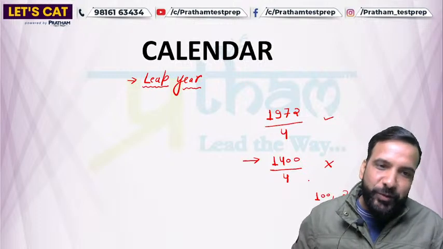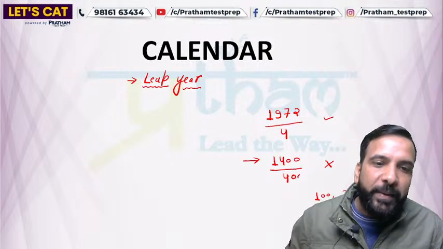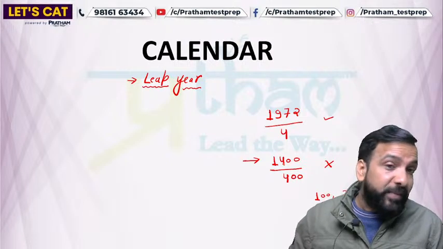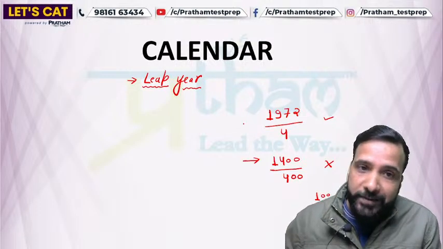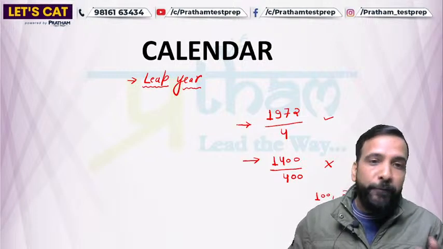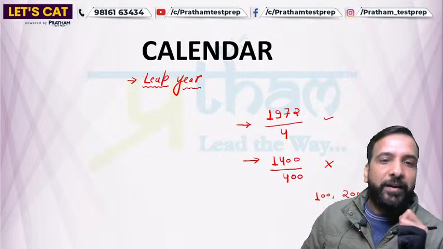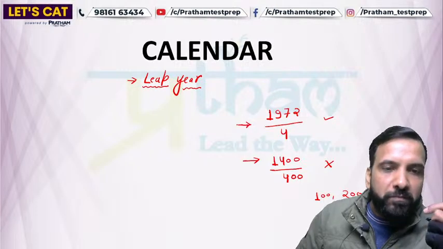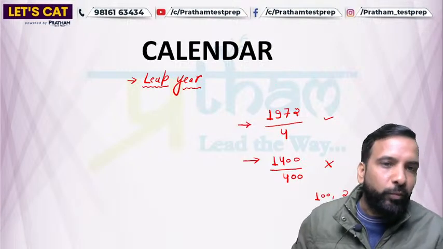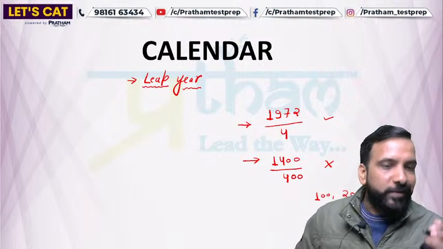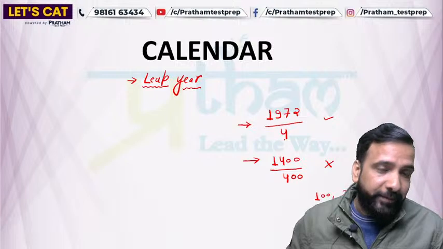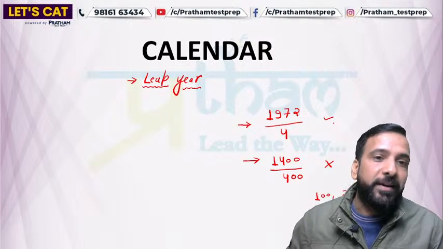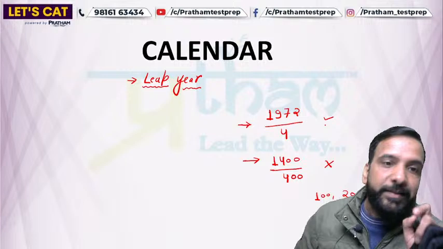So in case of century years, you need to divide the year by 400, right? If that is divisible by 400, then only that year is a leap year. Otherwise, that year is ordinary year, right? And in case of non-century years, now the question is, what is meaning of non-century year? Non-century years are those years which are not the multiple of 100, like 1972, that is not a multiple of 100. So that means this is a non-century year. So in case of non-century year, year must be divisible by 4, right? If that is divisible by 4, then only that year is a leap year. Otherwise, that year is ordinary.